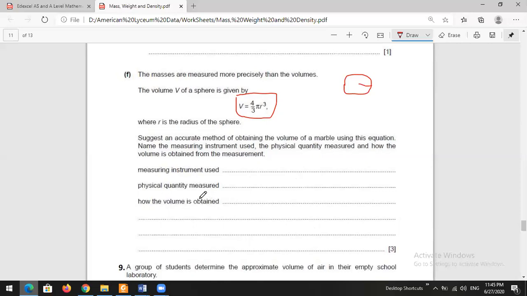Again, I'm telling the answer of this. How is the volume obtained? First of all, we will divide the diameter by 2 to get the radius, because we know that radius is actually half of the diameter. Then we will put the value of R inside this formula: V is equal to 4 over 3 pi R cube, to get the volume.